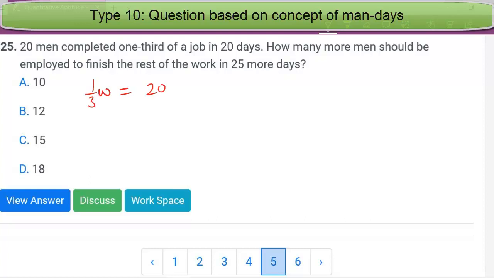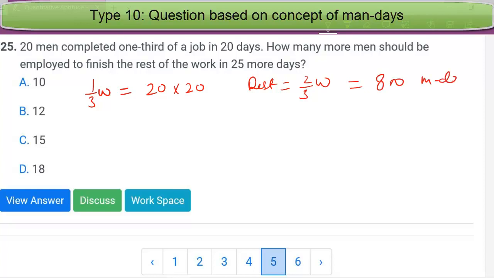Okay, so in the question of man days, we just write in this way that 20 men multiplied by 20 days, so that will be 400 man days. This is 1/3 of the work. The question is how many more men should be employed to finish the rest of the work. So the rest of the work means 2/3 of this will be 400 into 2, that means 800 man days.